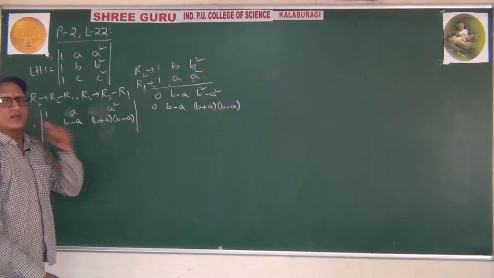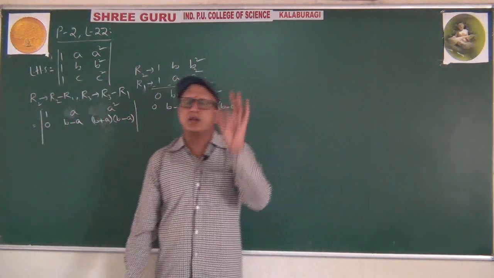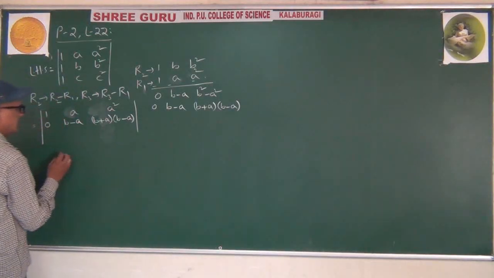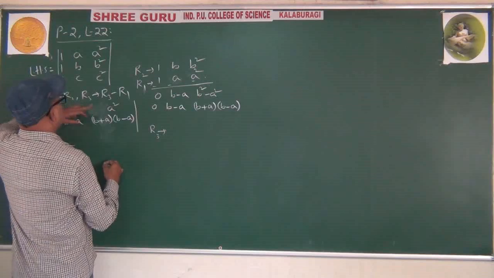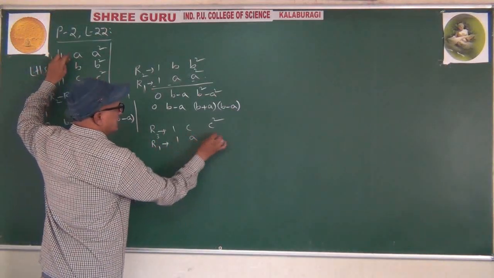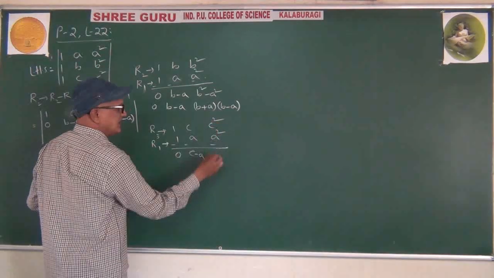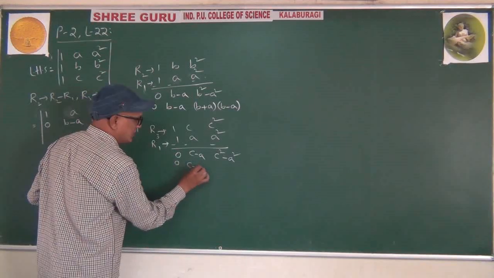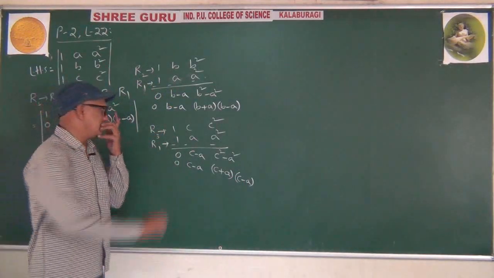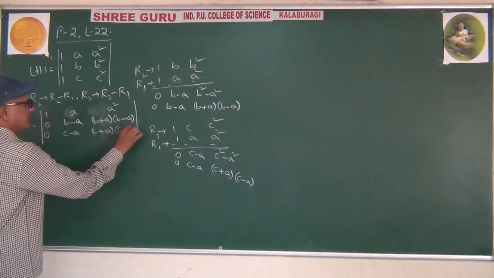Next, what is the operation? R3 minus R1. Why are we doing that? To get 0. If you get 2 zeros in any one particular row or column, the expansion of the determinant becomes easy. So R3 minus R1. What is R3? Third row: 1, c, c square. What is R1? 1, a, a square. Subtraction: 0, c minus a, c square minus a square, which is 0, c minus a, c plus a into c minus a. Okay, now equals to.